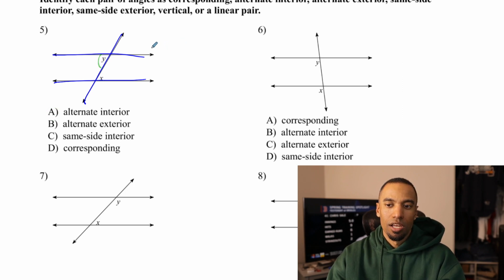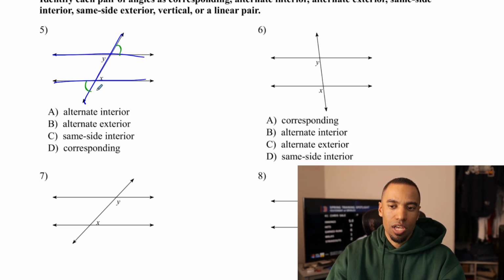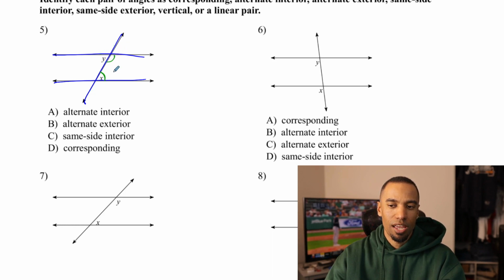I'll circle that later. Let's look at alternate exterior angles, opposite sides of the transversal, outside of your two lines that are intersected by the transversal. Alternate exterior angles right there. And then this is known as same side interior angles right here. Same side of the transversal, in the interior. And then same side exterior angles right here and right here.